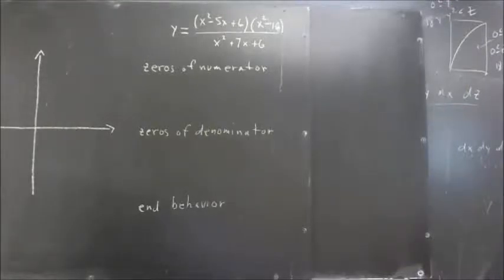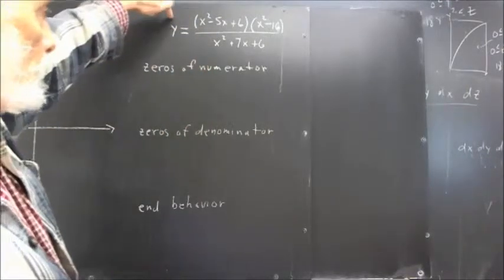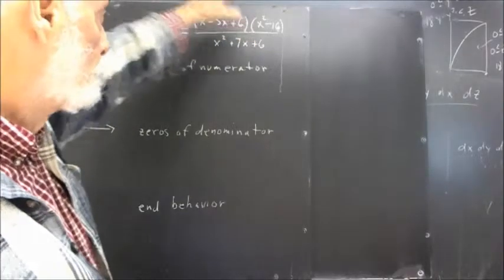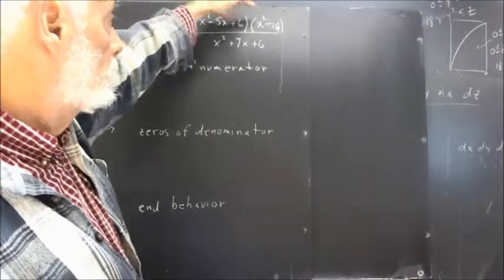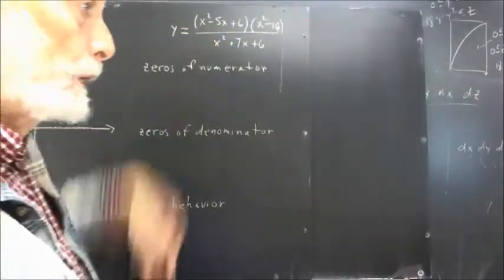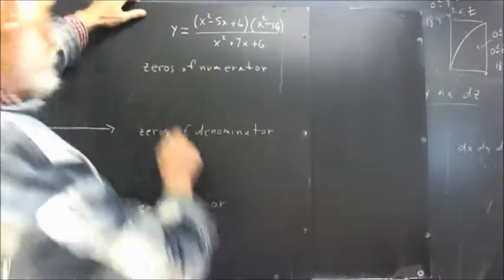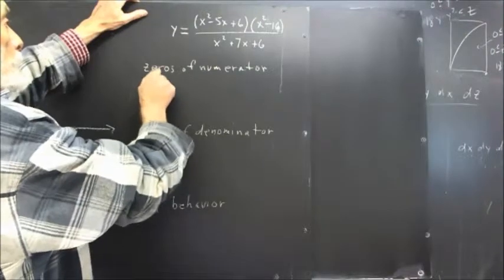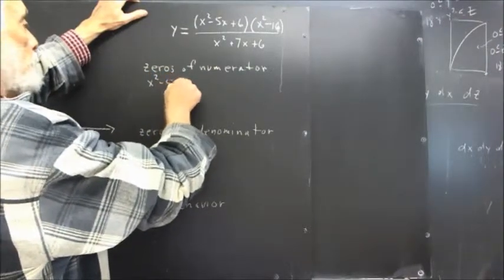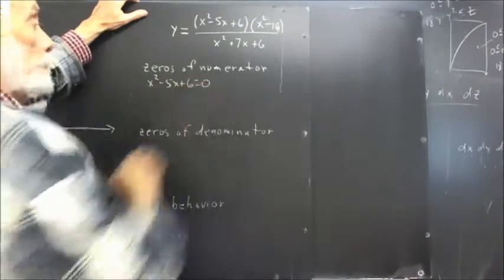We're going to fairly quickly consider the rational function y. Well, you can read it here. We have a quadratic here, a quadratic here, and a quadratic here. The zeros of the numerator occur when x squared minus 5x plus 6 equals 0.